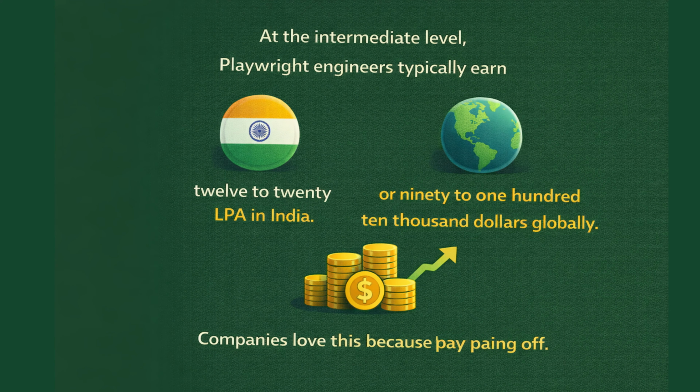At the intermediate level, Playwright engineers typically earn 12 to 20 lakh rupees per annum in India, $90,000 to $110,000 globally. And this is where automation starts paying off.